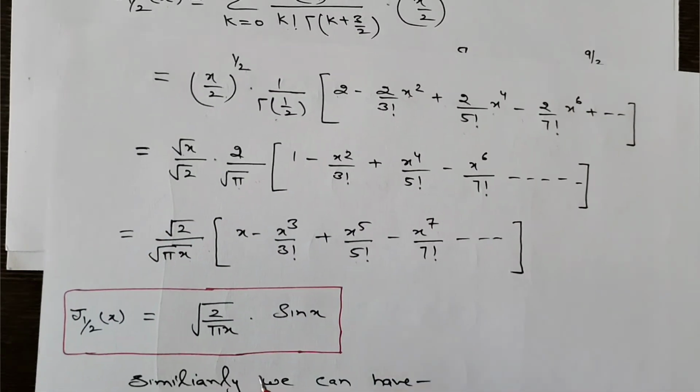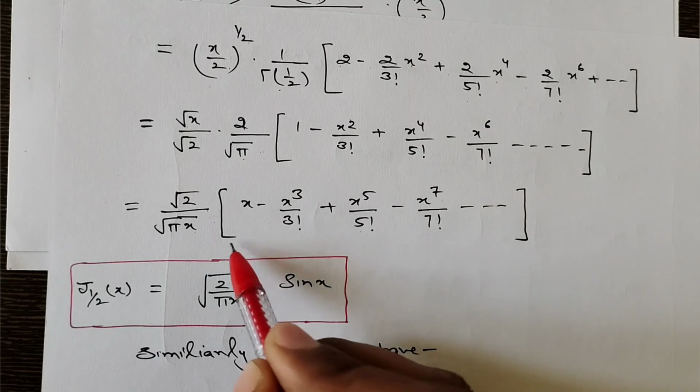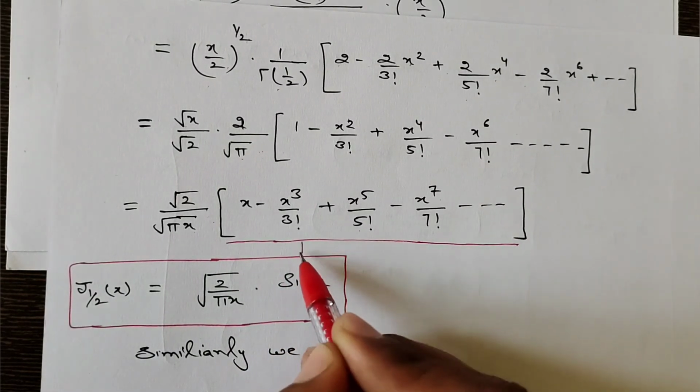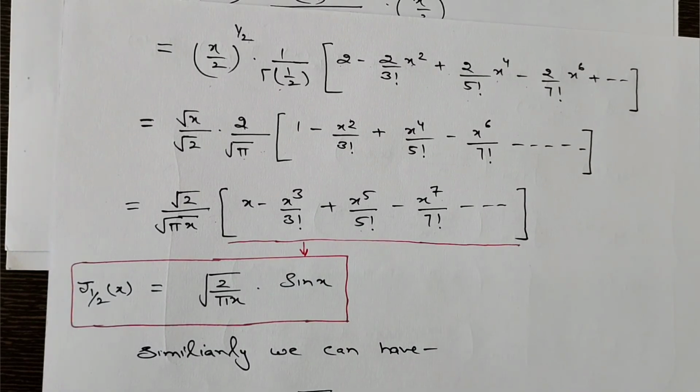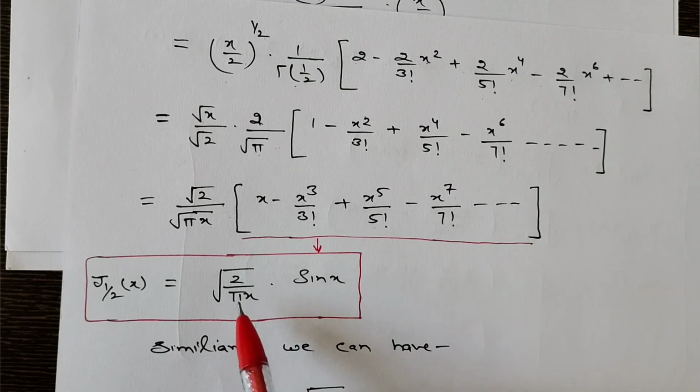So this can be combined to write J half x is nothing but root 2 over pi x, and this term inside the bracket, this entire term, is sin x. Clear? So in this way we can find the value of J half x, and that comes out to be root 2 over pi x into sin x.